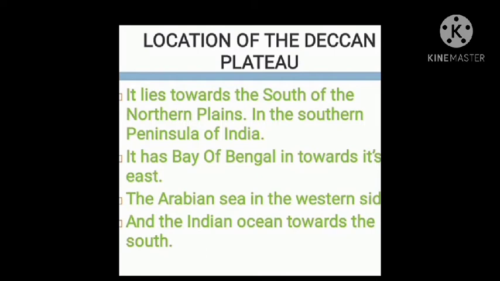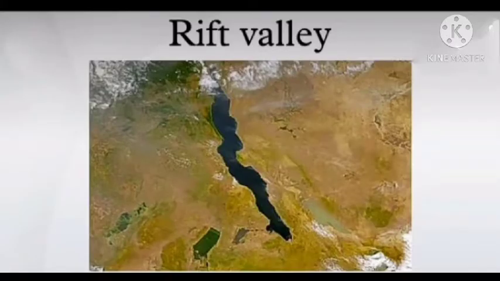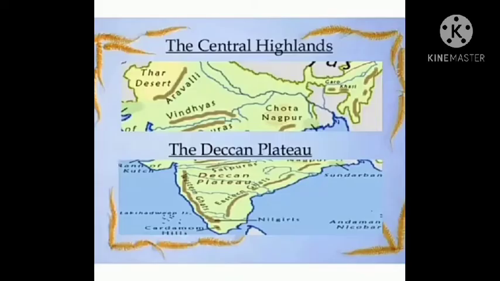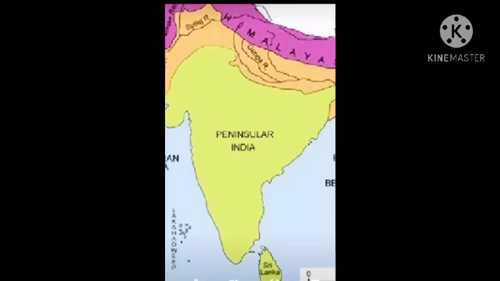the south. The Narmada Son River Rift Valley divides the peninsular plateau into two major parts. The northern part is called the Malwa Plateau and the southern part is called the Deccan Plateau. It is surrounded by three mountain ranges. It extends over 8 Indian states.